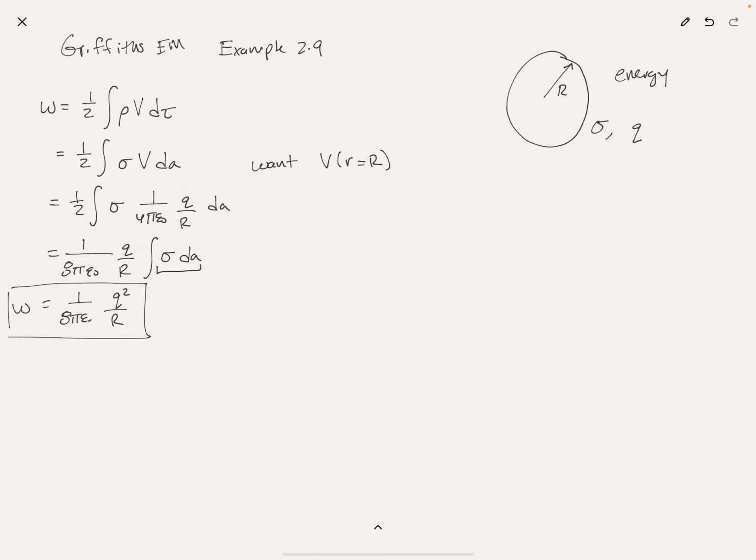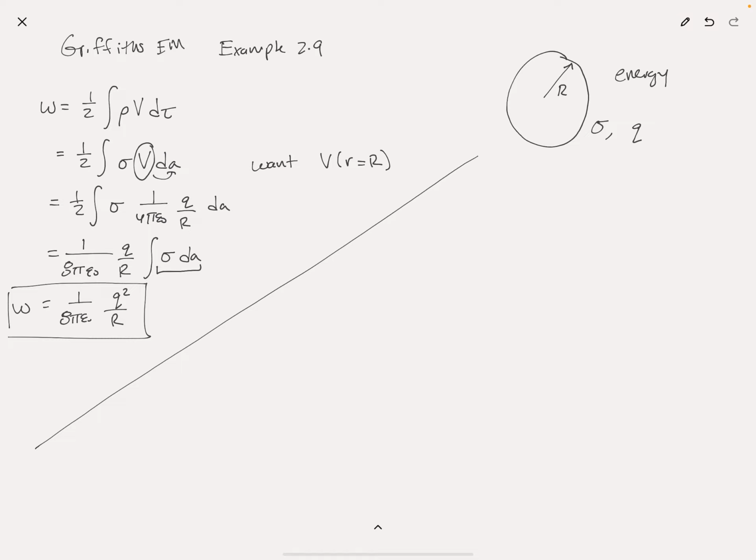So I evaluated the potential at every point along my surface in that integral and got some value. Okay, so we can do this another way.